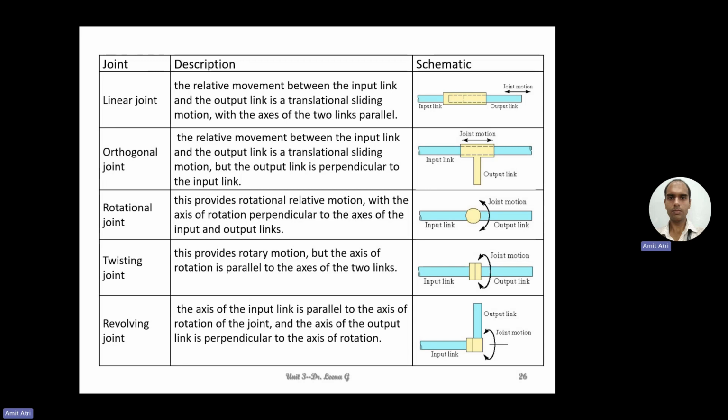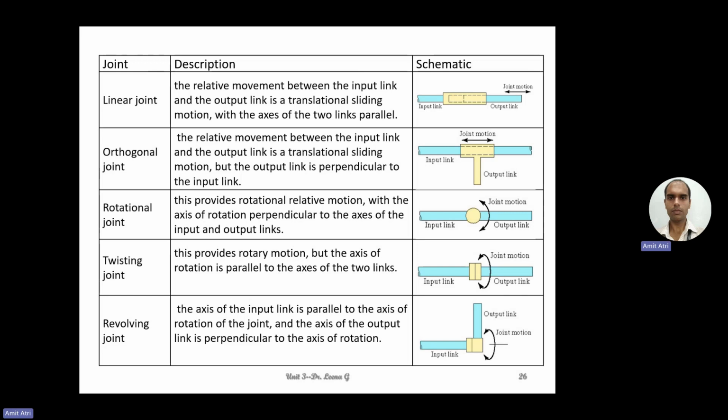Then the twisting joint also provides a rotary motion, but the axis of rotation is parallel to the axes of the two links. So this is the difference between the rotational and the twisting joint. Both provide rotary motion, but in the twisting joint the axis of rotation is parallel to the axes of the two links, whereas in the rotational joint the axis of rotation is perpendicular to the axes of the input and output links.